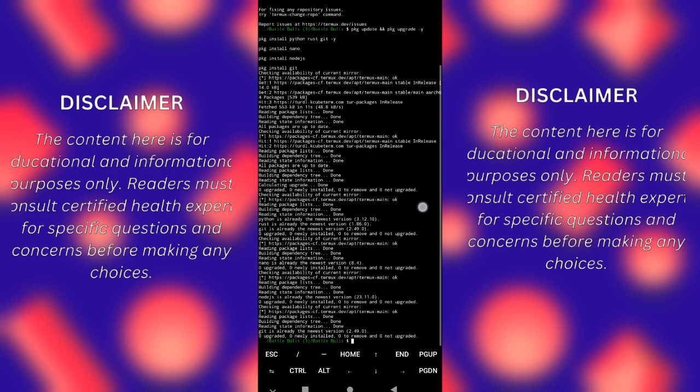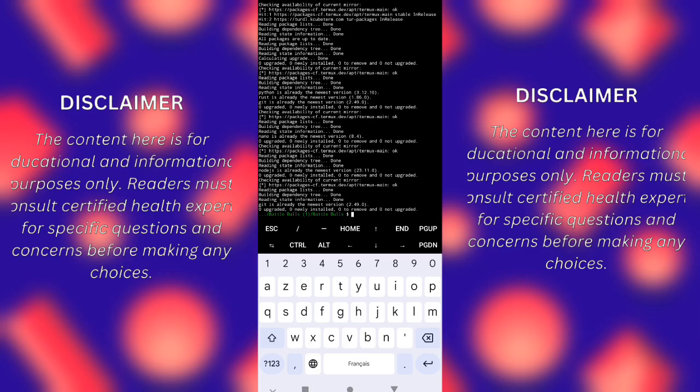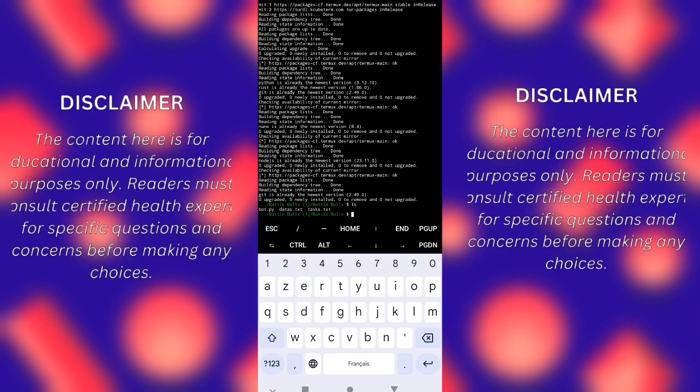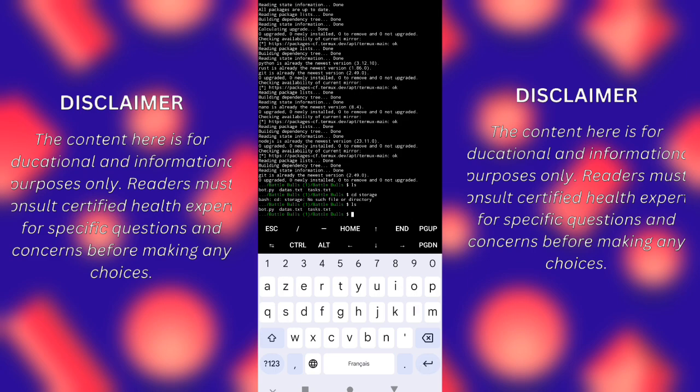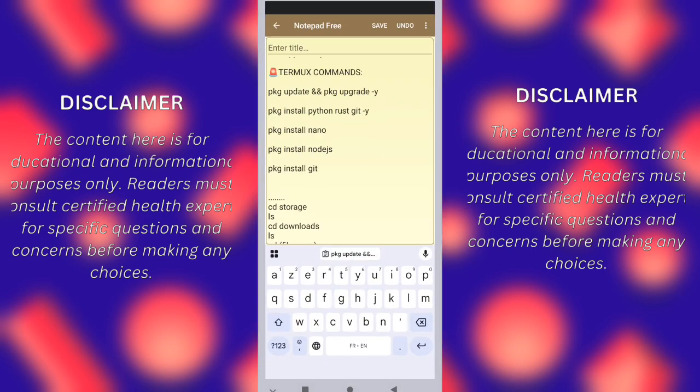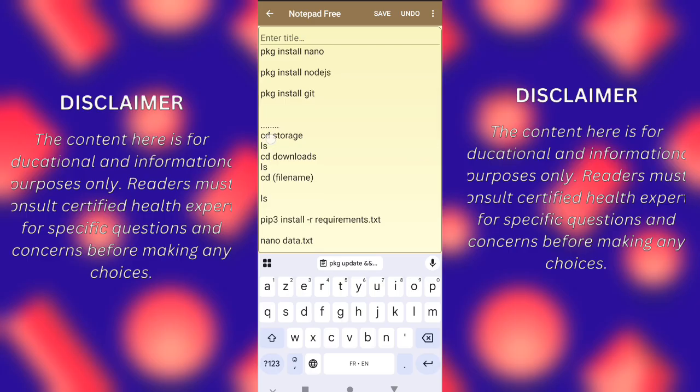Install one by one. You copy one by one. I copy all of them, but it installs JIT like you see, one by one. After installing all, we type ls. Now it will show our storage. You put cd space storage. I already opened in storage. After that, simply you open cd storage.